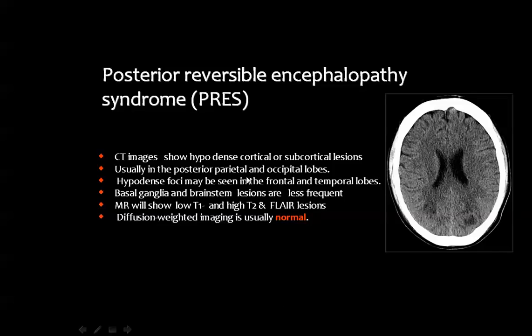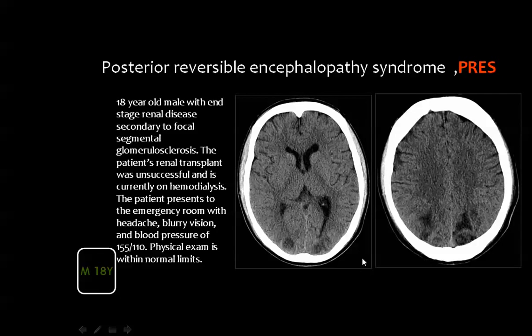Then the changes will appear in the CT as hypodense cortical and subcortical lesions. In MRI, they will show low signal in the T1, high signal in the T2 and the FLAIR images. And if you have diffusion weighted images, it will show normal findings. There is no restricted diffusion. The hypodense foci usually affect the posterior circulation, and it may also reach, as I have said, the frontal and the temporal lobes. Basal ganglia and brainstem lesions are less frequent in this particular disease. And this is an example.